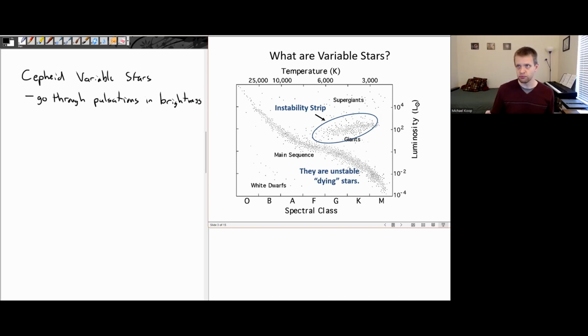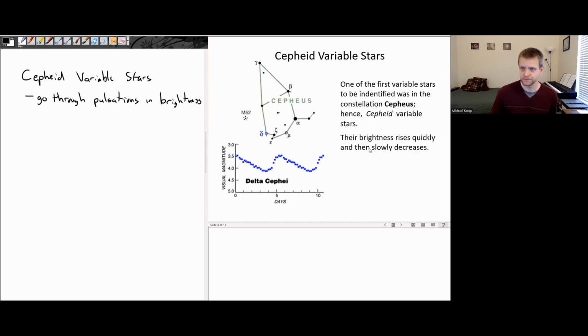And they're also reasonably rare compared to other stars. We said that giants and supergiants account for less than 1% of all stars. But even though the percentages are pretty small, if we have a large cluster of stars, there's a pretty decent chance that one of these Cepheid variable stars will be in there. If the cluster contains many thousands of stars, there's a decent chance that at least one or two of them might be a Cepheid variable. One of the first of these stars that was ever detected was in the constellation Cepheus.